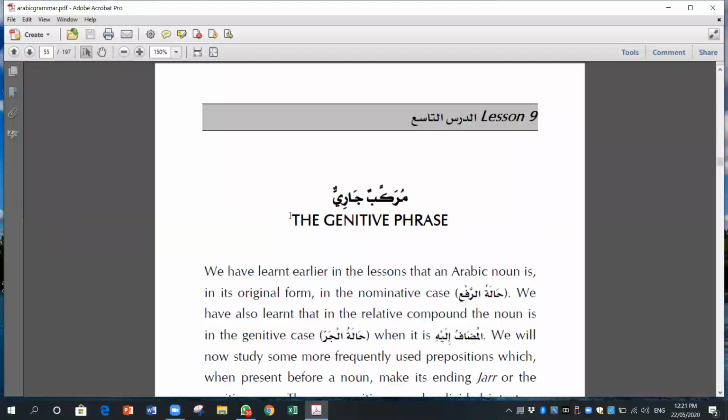Walaikum assalam wa rahmatullah. So yesterday we started lesson number 9. Okay, we'll just revise a little bit and then we'll go next. Okay, so we'll start the class and the dua inshallah.